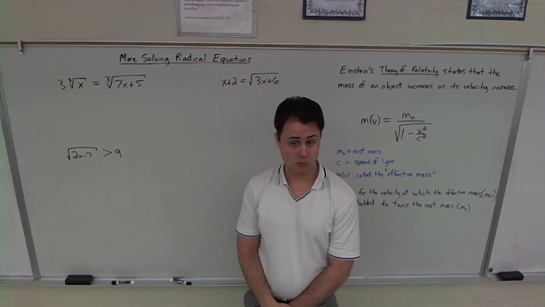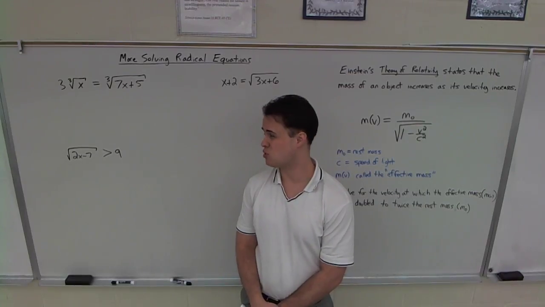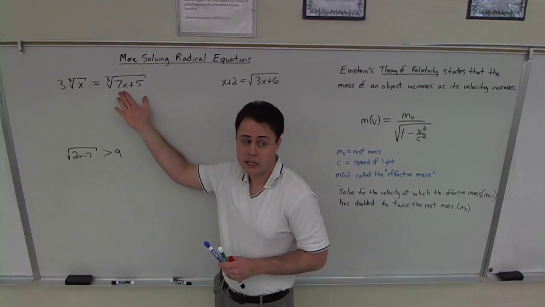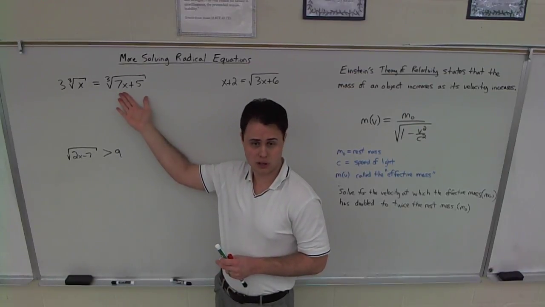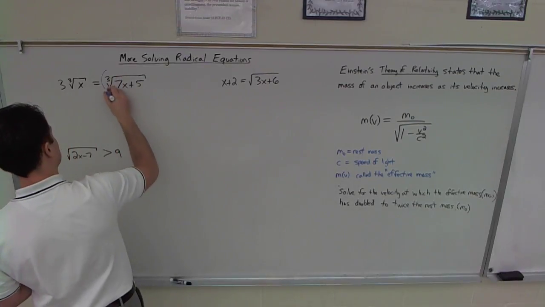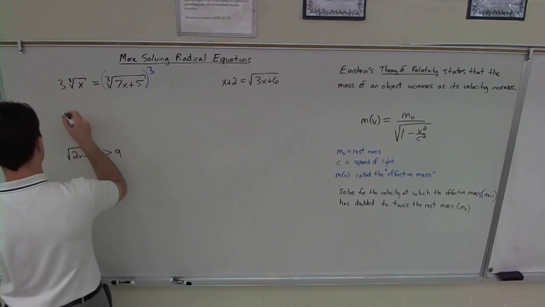You always want to try to get your cube root by itself if there's only one, but this time there's two, so we really can't get it by itself. I mean, that one's already by itself, so you can say that one's already isolated, like you saw yesterday, right? So I can just cube it to get rid of that one. If I cube one side, of course I have to cube the other.